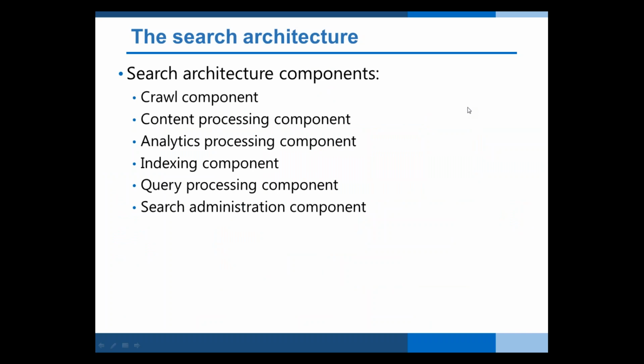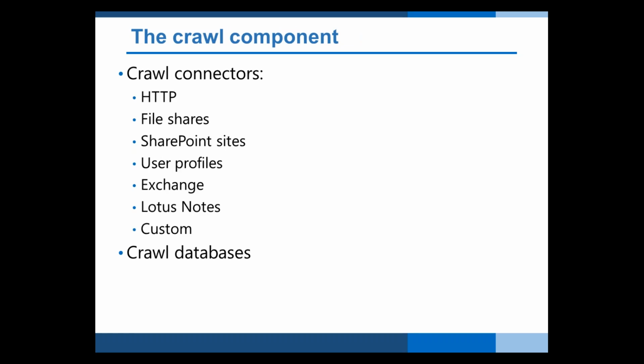Now, when we look at the search architecture, there are 6 components that need to run: crawl, content processing, analytics processing, indexing, query processing, and search administration. Each one of these components, you can pick and choose which server you want to have that role. If you need 2 servers, you can turn that on for failover, high availability. If one fails, the other can take over. And so if you start doing the math in your head, yes, we can have several servers that we might need to use. And we'll talk to that here in a moment.